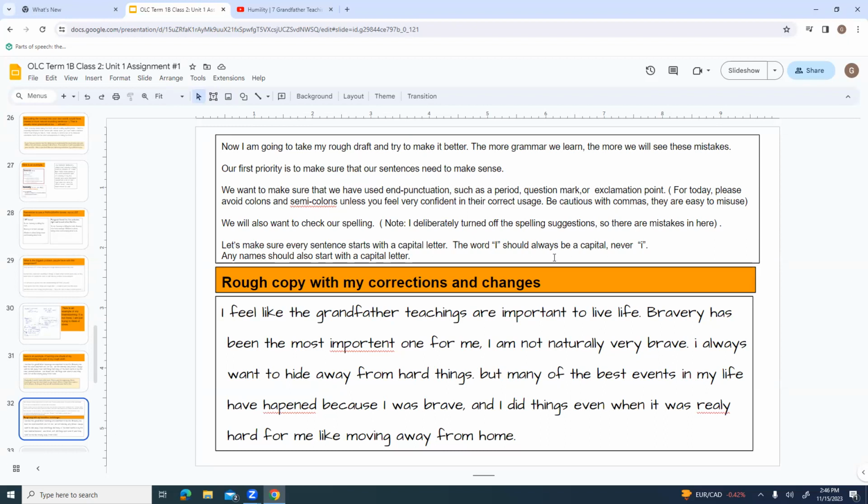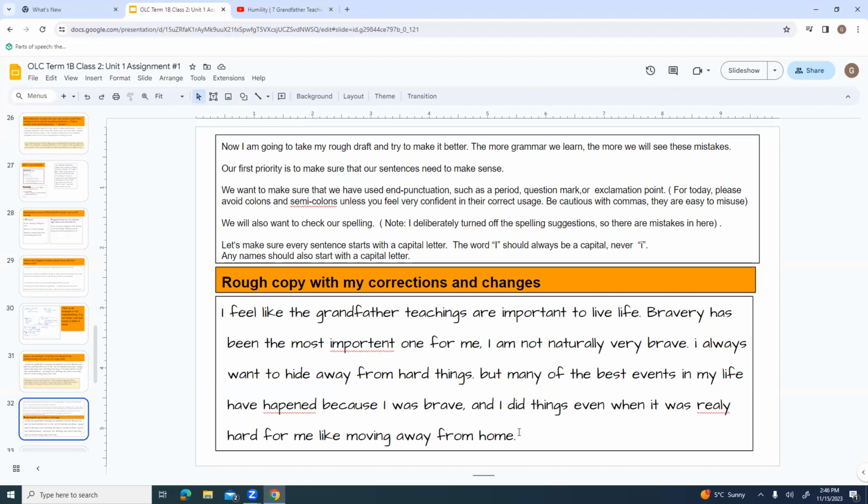So if this were the first part of my rough copy, I would have taken a picture of this, or I would have photocopied it, so I have this to hand in to the teacher. Right? Because now I'm going to go over this and start making a bunch of changes, and then my teacher won't be able to see what my rough copy is if I do that.